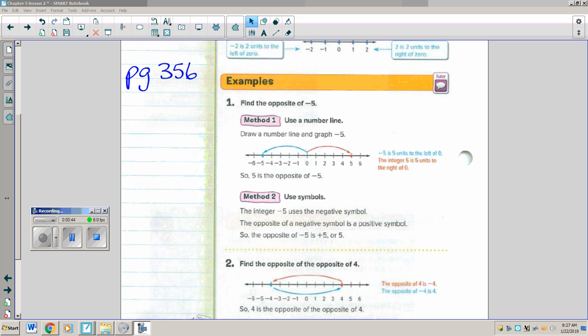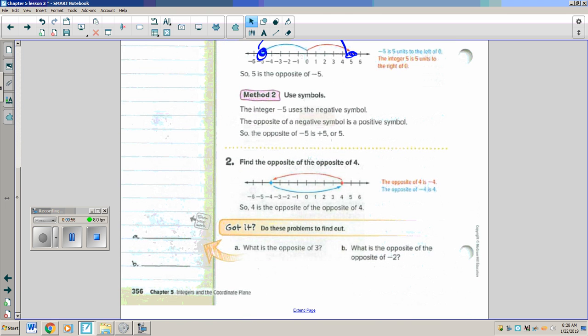Question number 1 asks us to find the opposite of -5. Here's -5. The opposite of -5 is +5. It's that easy. The opposite of +4. Here's 4. The opposite would be -4. A on the bottom, what is the opposite of 3?